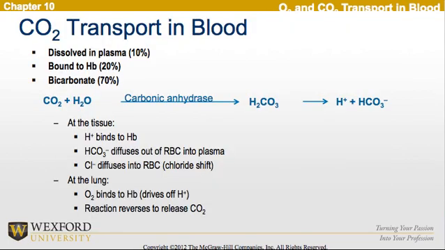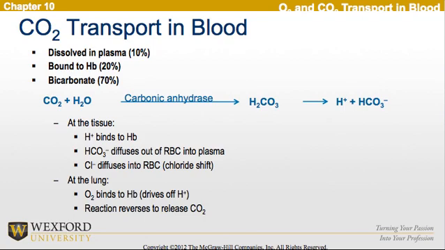Now, if we look at the carbon dioxide transport in the blood, we see that 10% of it is dissolved in the plasma, 20% is bound to hemoglobin, and 70% is in the form of bicarbonate. In the tissue, we see that the hydrogen binds to the hemoglobin, which allows the bicarbonate to diffuse out of the red blood cell into the plasma. And we also see the chloride diffuses into the red blood cell, which is called the chloride shift.